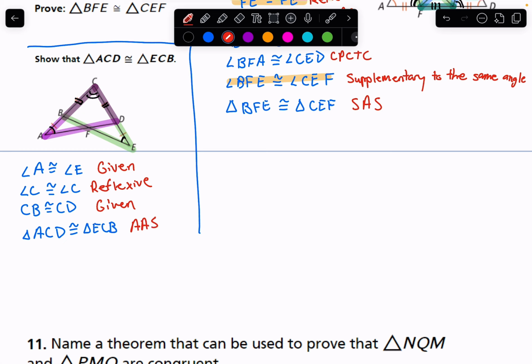There are definitely other ways to prove that these 2 triangles were congruent. I actually, on my example paper, have a side angle side proof. We could do that as well. So there's not just one way. There's oftentimes enough moving parts on here that there are a lot of ways to show that these triangles can be congruent.